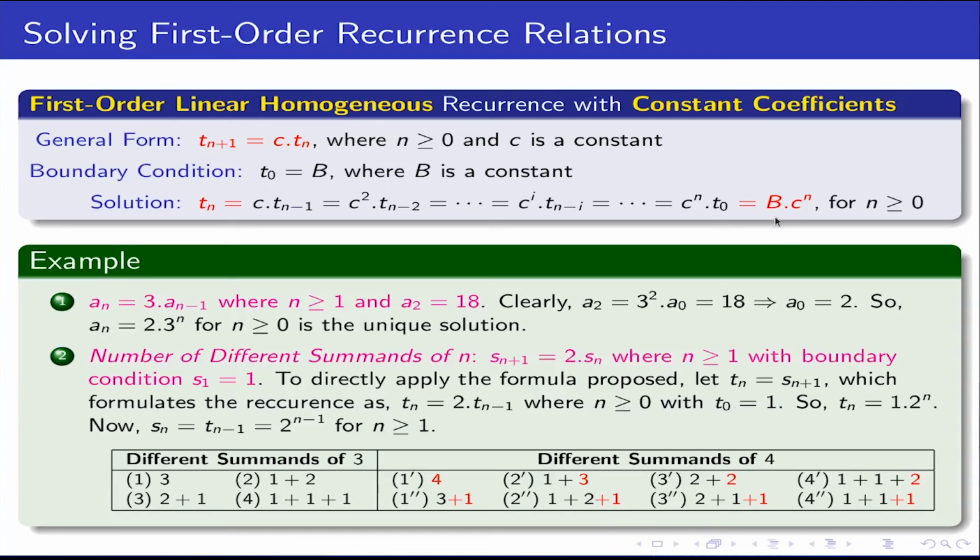So now I can directly apply the formula, because everything matches with my general format. So 2 to the power n minus 1 is the answer. The number of different summands of a number n is 2 to the power n minus 1, which is actually 2 into the number of summands for n minus 1. So these are some practical examples of when we use first order linear homogeneous recurrence with constant coefficients.